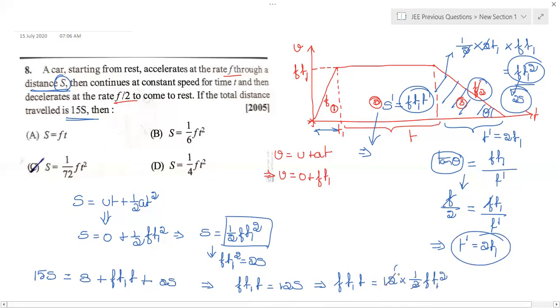2 sixes are 12, so 6. f will get cancelled. One t1 will get cancelled. So that implies t1 is equal to t by 6.